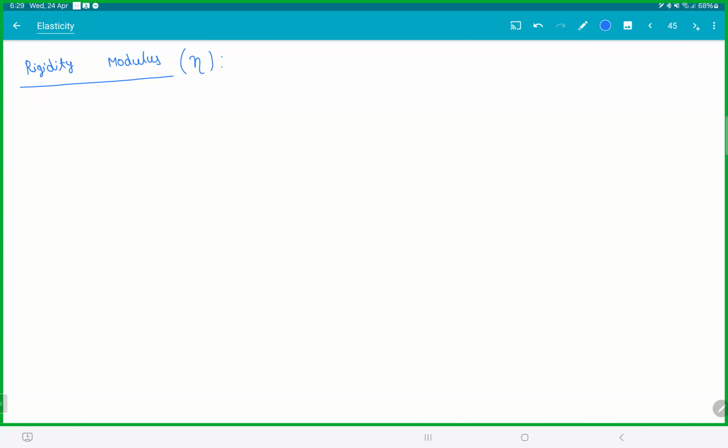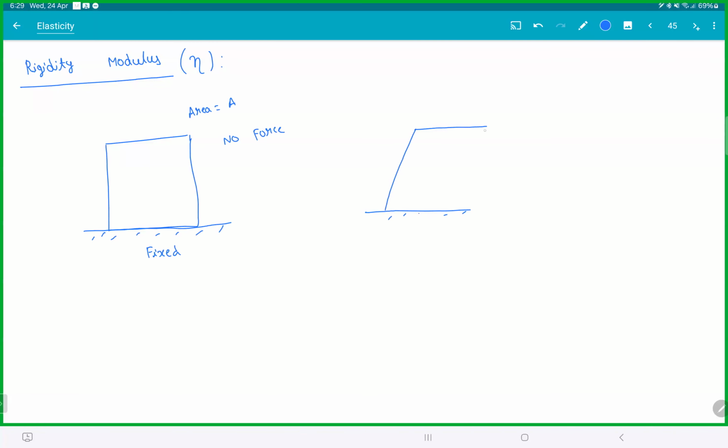So what is this rigidity modulus? Consider we have a block like this, and it is fixed on the ground. So area is A and initially there is no force. If there's no force, it is fine, it will just be normal. But the moment you apply the force, this guy is going to stretch.